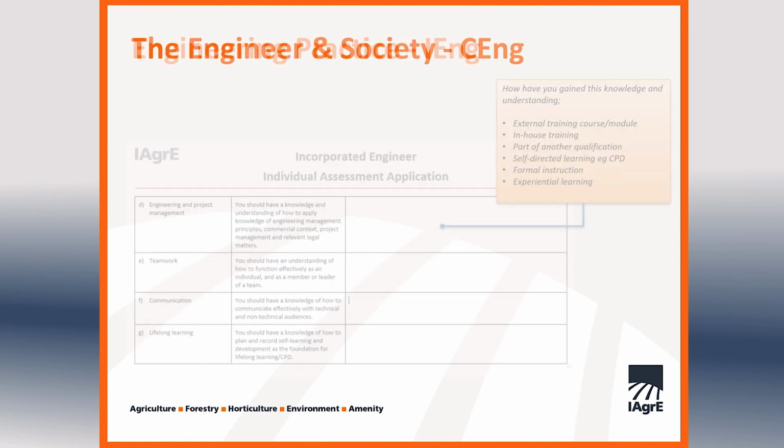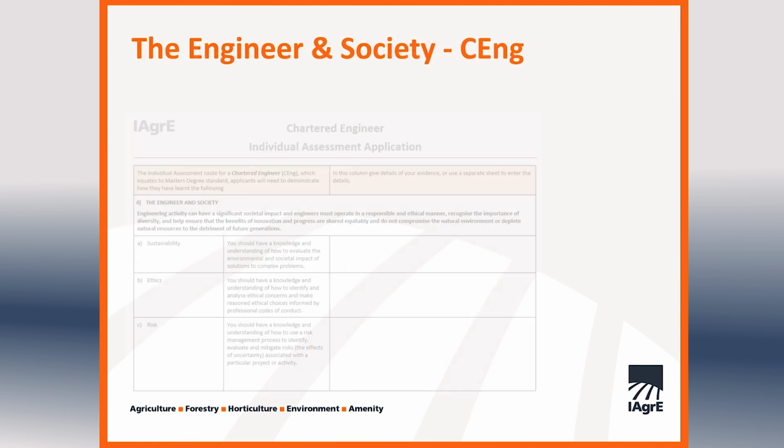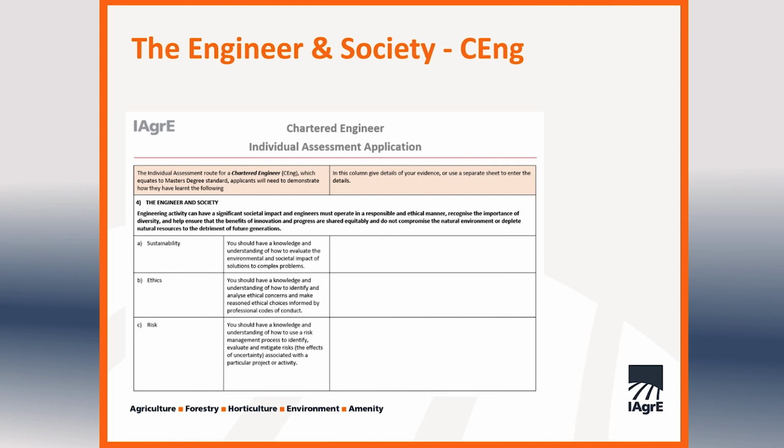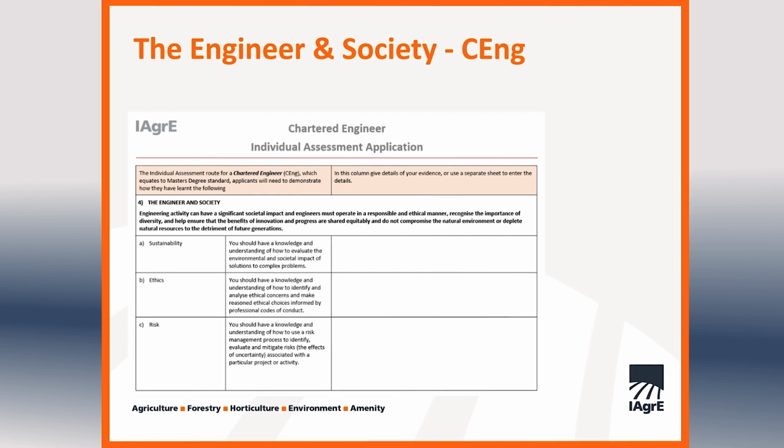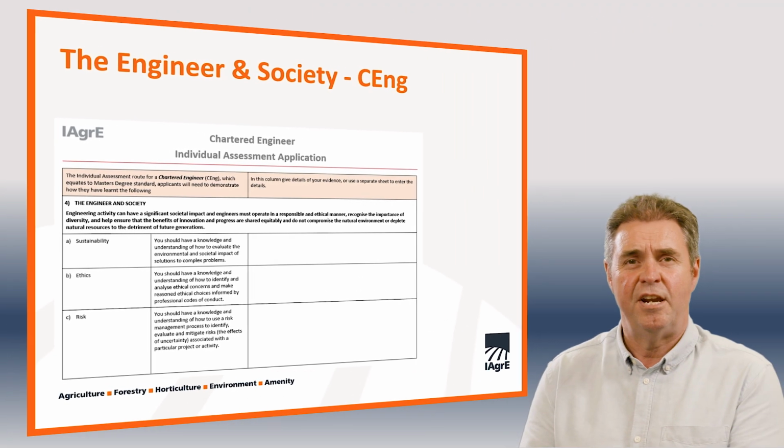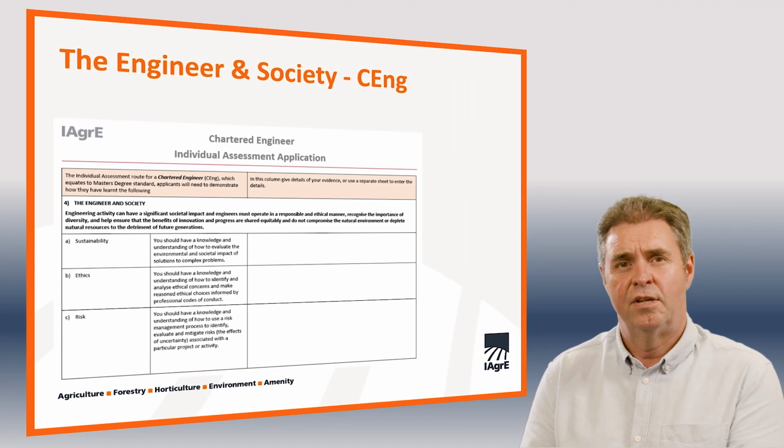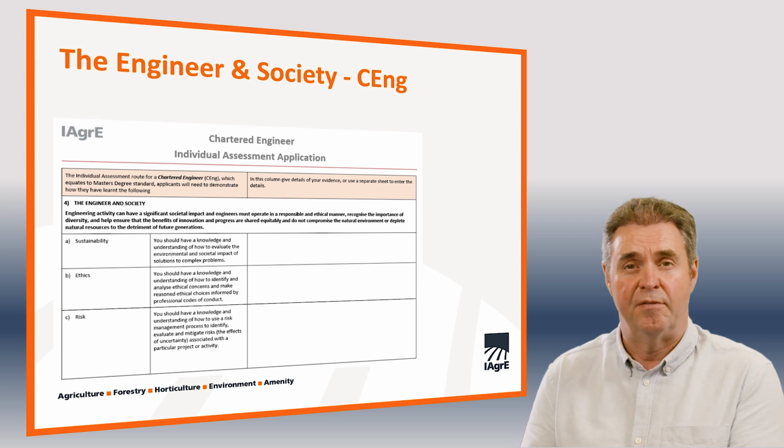Finally, let's have a look at one for a chartered engineer. We'll pick the engineer and society and we'll go for the risk attribute. Under this learning objective, it states the individual needs to be able to use a risk management process to identify, evaluate and mitigate risks associated with a particular project or activity. A scenario of this could be a senior researcher working on field trials who oversees technical research staff conducting field experiments. The work might involve operating machinery in remote areas or close proximity of people.